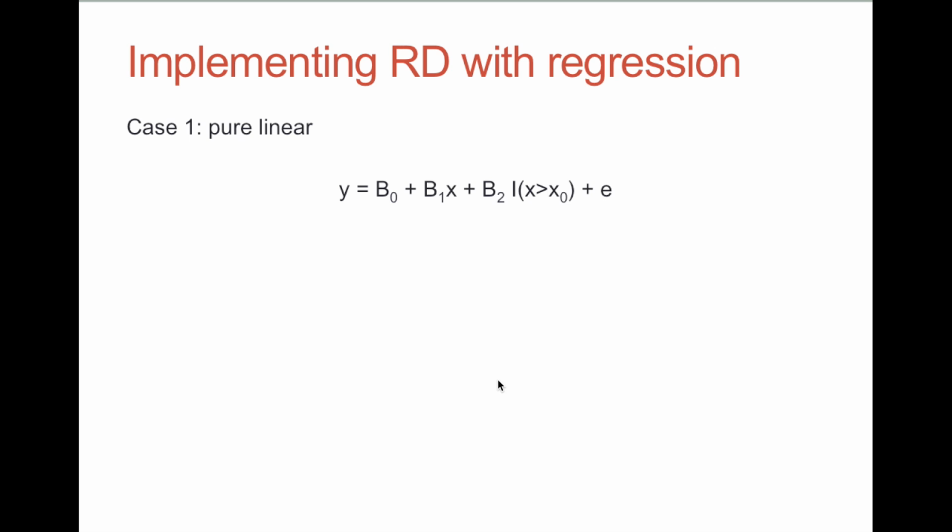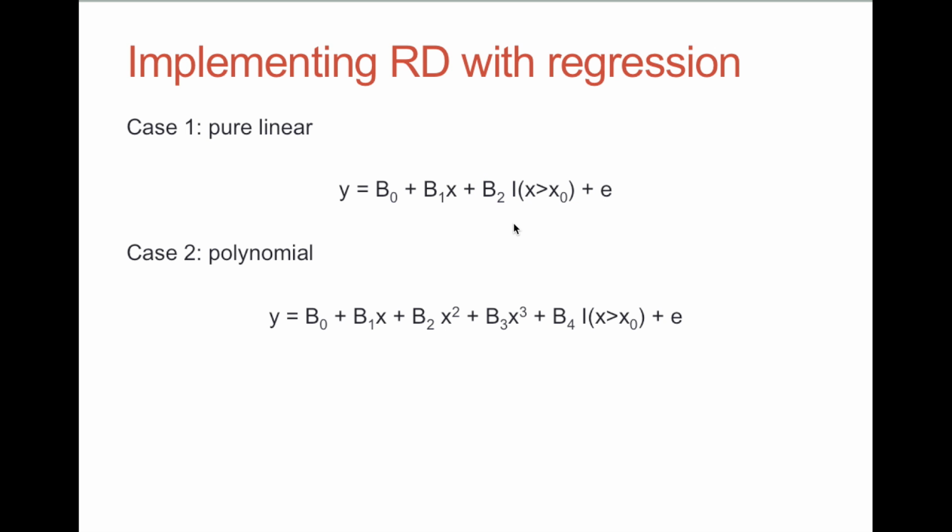It's straightforward to estimate the RD with a regression. If you're willing to assume the underlying relationship between x and y is approximately linear, you just need to estimate a pure linear regression model, where the outcome is linear in the x, and you add a dummy variable for whether or not x is above that threshold. In this case, b2, the coefficient on that dummy variable, is our estimate of the program effect. You can also fit a polynomial through the data and include the same dummy variable. Again, the coefficient on that dummy will be the RD estimate of the treatment effect.